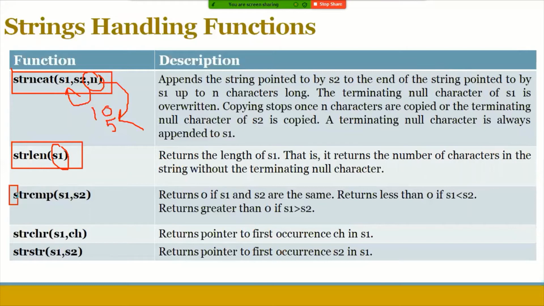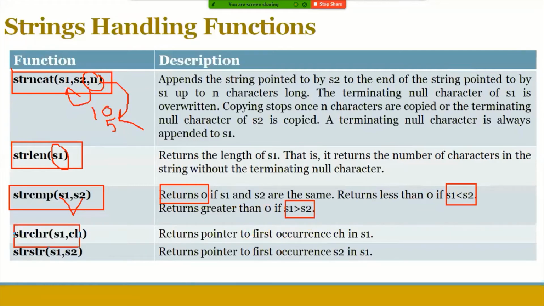Then strcmp, which is used to compare two strings. After comparing these two strings, it will return 0 if both strings are the same. Otherwise, it will return a negative value if s1 is less than s2, and a positive value if s1 is greater than s2. That means negative or positive in terms of ASCII values, which we will discuss with the help of an example, don't worry.